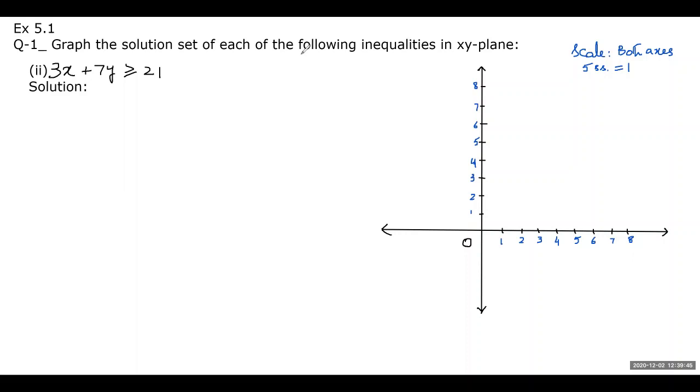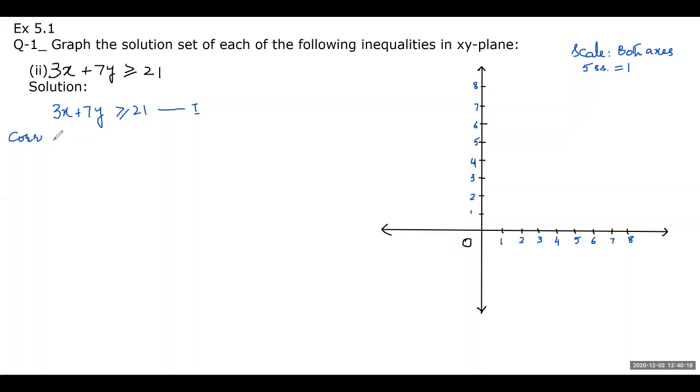Exercise 5.1, Question number 1. Graph the solution set of each of the following inequalities in the xy plane. The given inequality is 3x plus 7y is greater than or equal to 21. So we start the solution. We simply write this inequality, 3x plus 7y is greater than or equal to 21, and we name it 1 for further reference. Now, step number 1, we are going to take its corresponding equation.